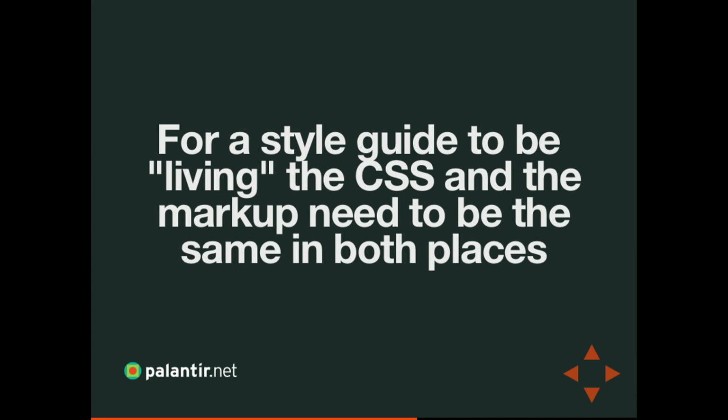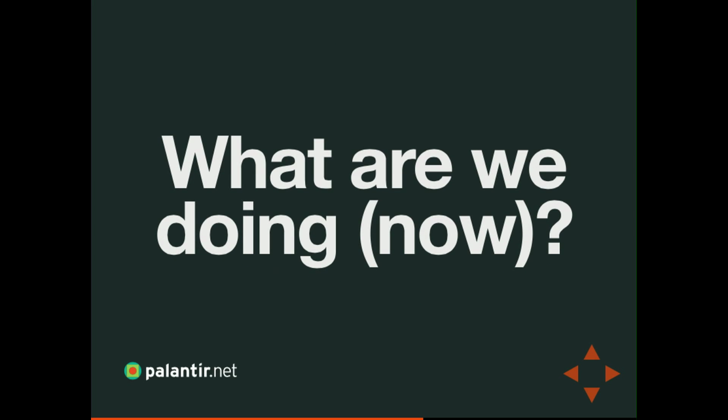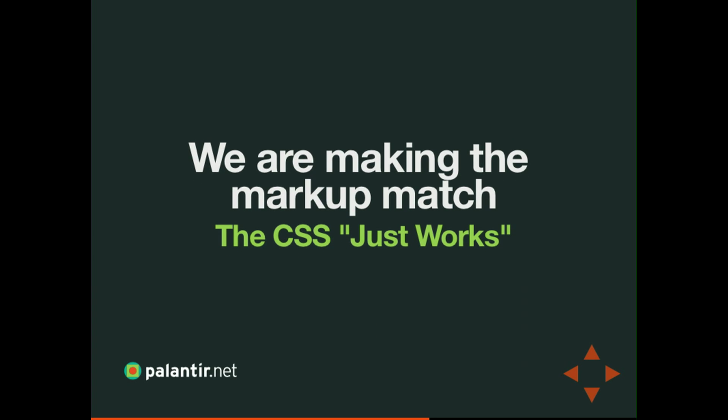And then we had cut off our style guide, and it didn't really have a chance to live and evolve with the site because the real CSS was in the site, the style guide is somewhere else. So for a style guide to be living, it needs to be the same in both places. And if the CSS is the same in both places, then the markup has to be the same in both places. So what are we doing now? We're making the markup match, and the CSS just works.